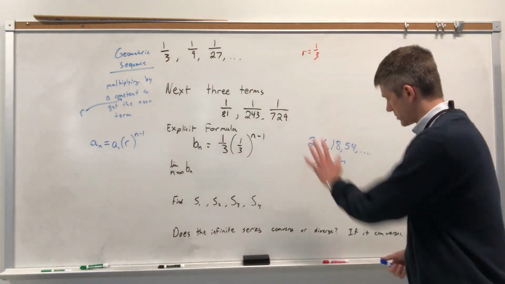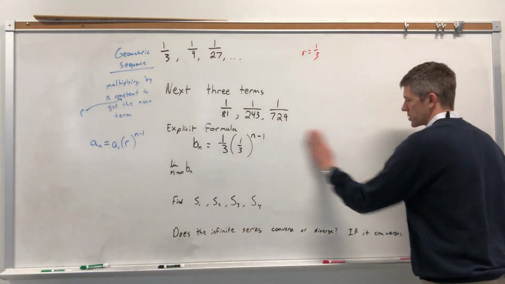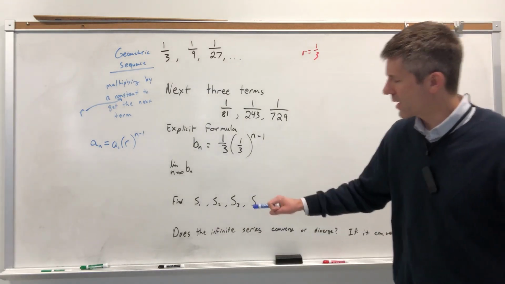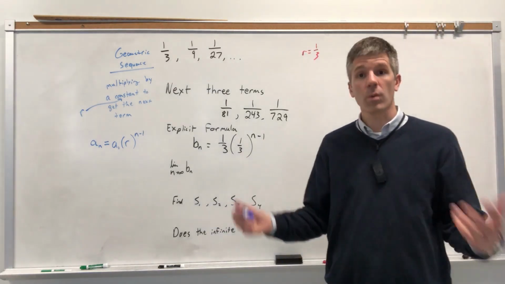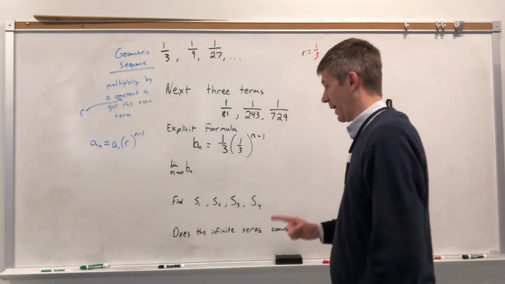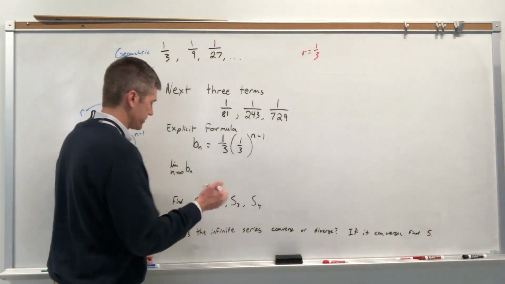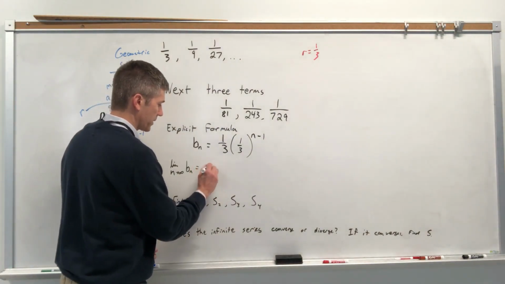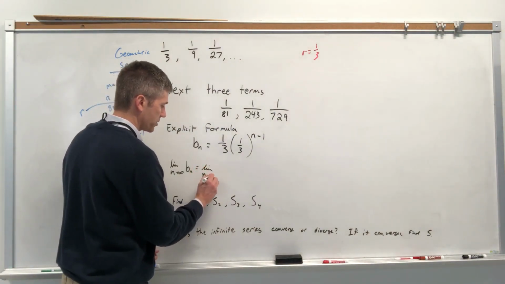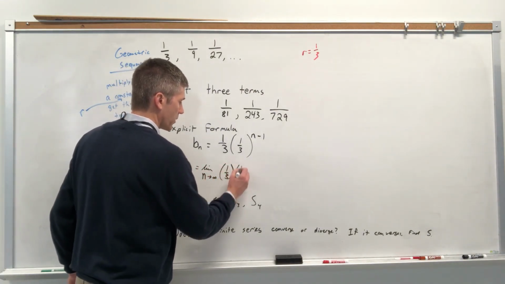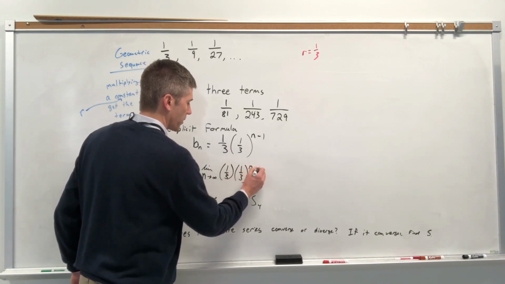All right, so let's ignore this one. This was not the example we were doing. Just wanted to prove a point. Limit as n approaches infinity of b sub n. In other words, if I wanted to rewrite this, I could have the limit as n approaches infinity of 1/3 to the n minus 1.